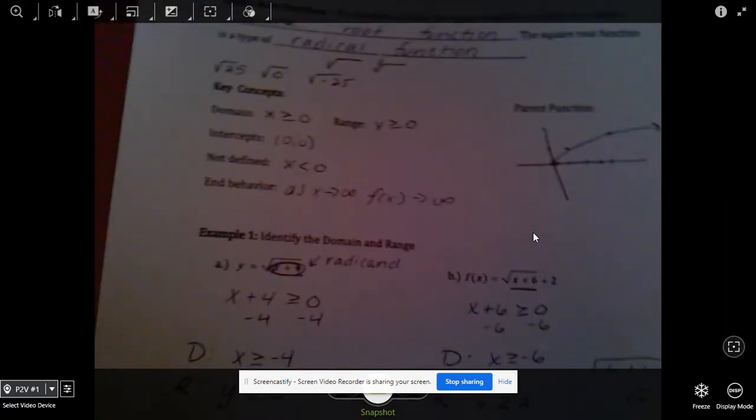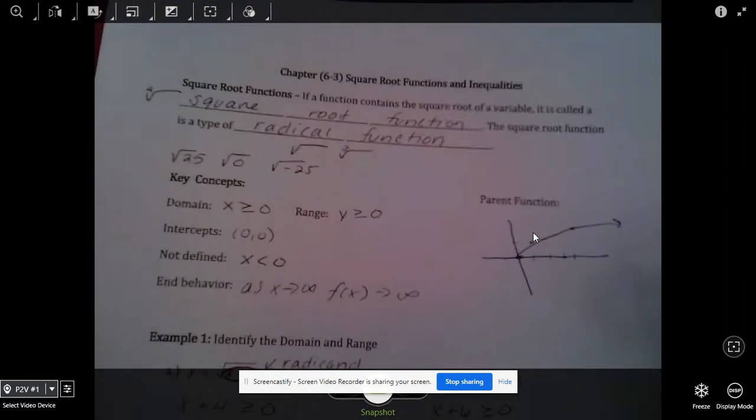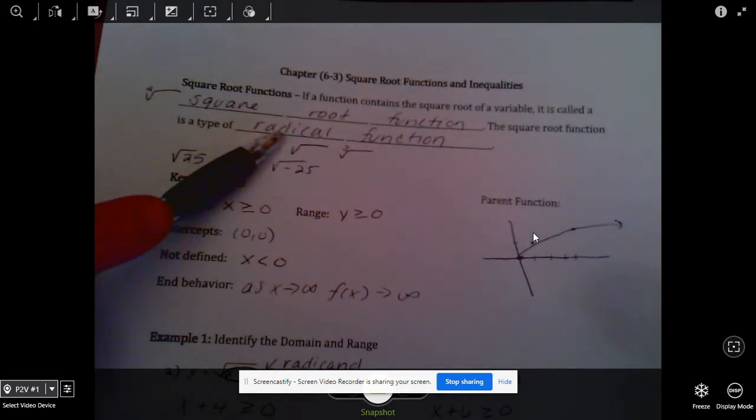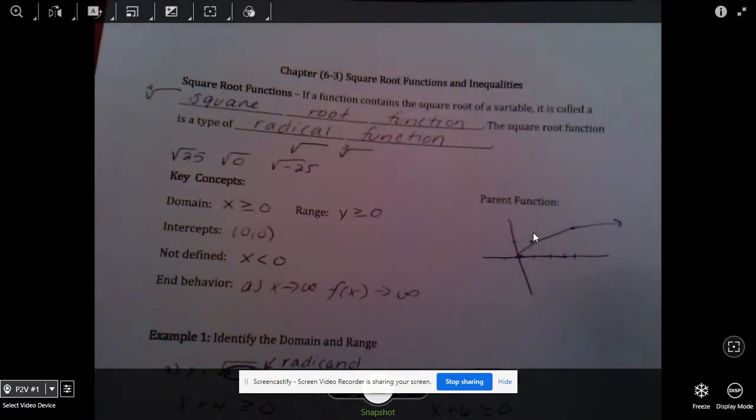All right, that's it for 6-3. There is not a good assessment for this in Delta Math. So what I'd like you to do is the homework quiz in the classwork section. And I want you to create it as a PDF and send it to me.